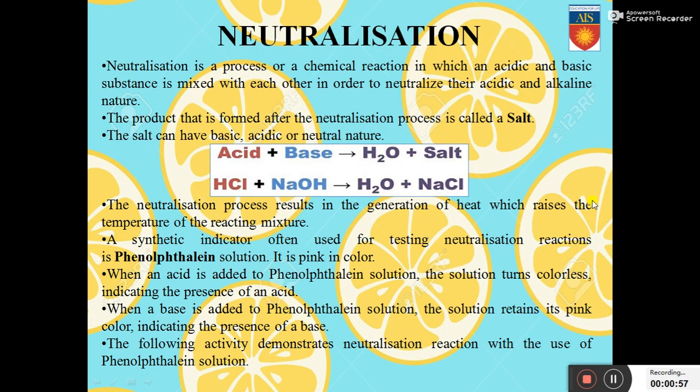What is neutralization? Well, neutralization is where an acid reacts with a base. It is a process or a chemical reaction in which an acid and basic substance are mixed with each other in order to neutralize their acidic and alkaline nature. So, why are we mixing an acid with a base? In order to neutralize them. And hence, since we are neutralizing their effect, we call it a neutralization reaction.